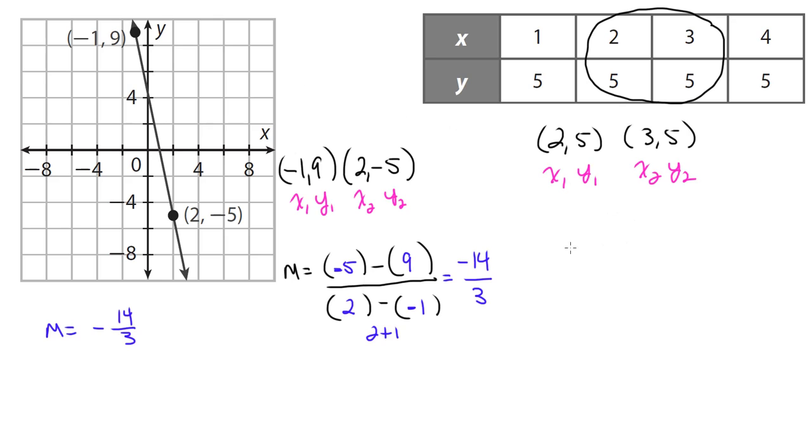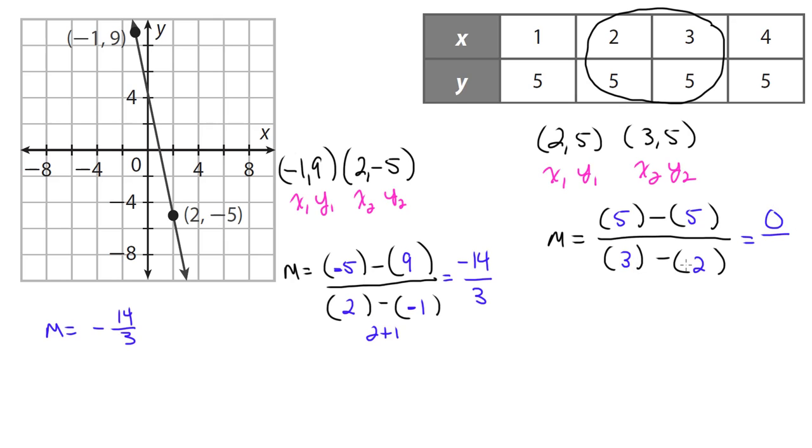Then I'm going to go ahead and set up my slope formula. So m equals y2 minus y1 over x2 minus x1. Let's plug these numbers in here. So y2 is 5 minus y1 is 5, and x2 is 3 minus x1 is 2. 5 minus 5 is 0, and 3 minus 2 is 1. And 0 divided by anything is 0.